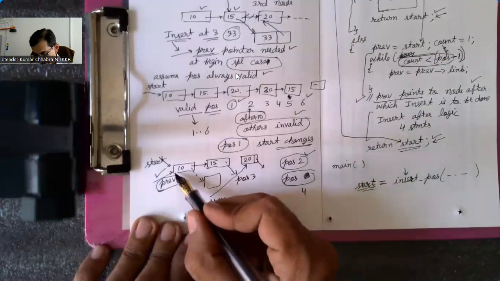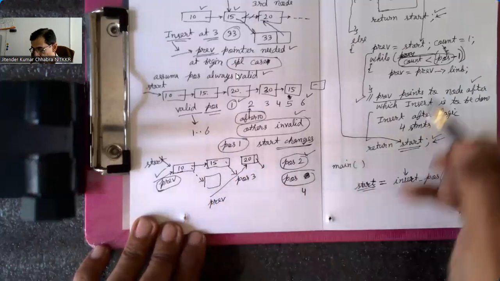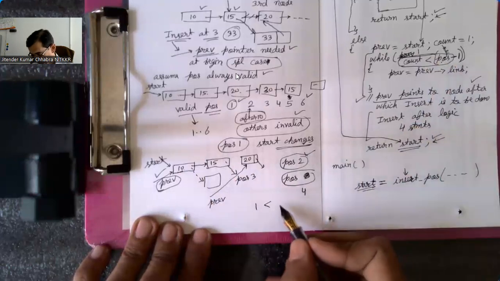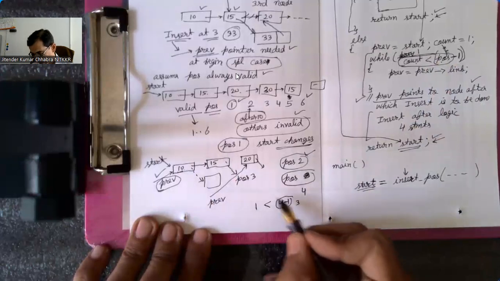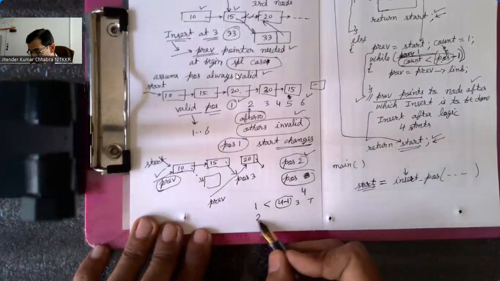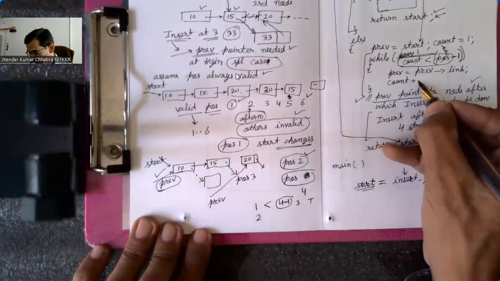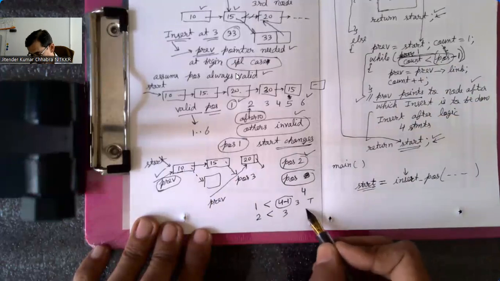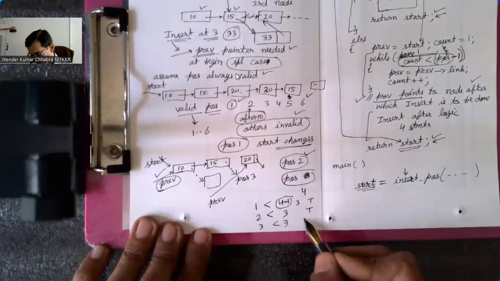That means my previous was initially at 10. I need 2 shiftings. Count is currently 1. Is 1 less than position minus 1, that is 3? So 1 less than 3, true. Previous will change once. Now count should increment, so count plus plus. Then count becomes 2, 2 less than 3, true. Count will become 3, 3 less than 3 will become false.